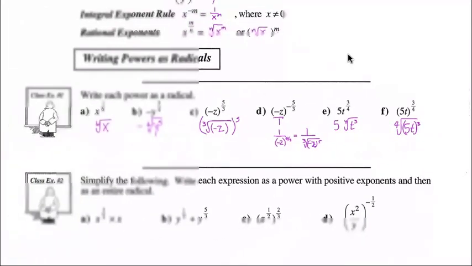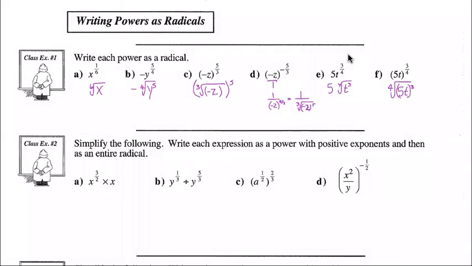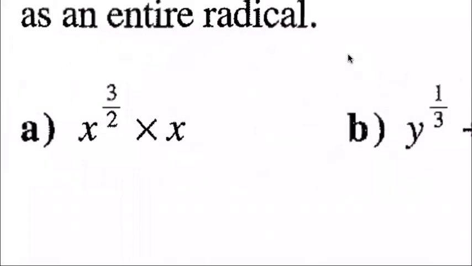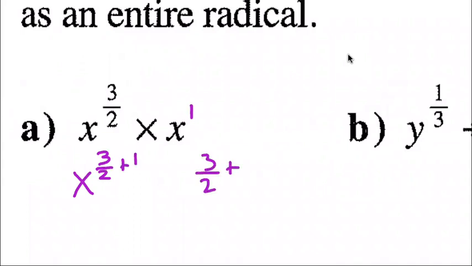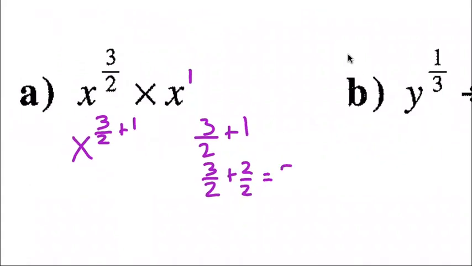Example 2. Simplify the following. Write each expression as a power with positive exponents, then as a radical. Power and a radical. X to the power of 3 over 2 times x, which is x to the power of 1. So really, because it's the same base, I need to go 3 over 2 plus 1. Well, 3 over 2 plus 1 is 3 over 2 plus 2 over 2, because we have to have the same denominator, which is 5 over 2.